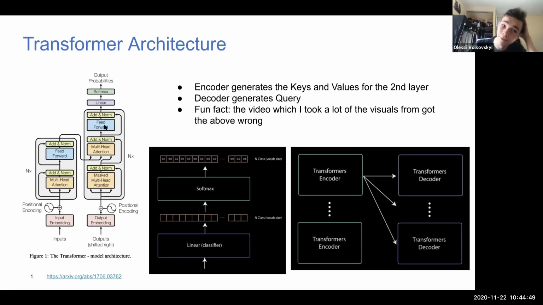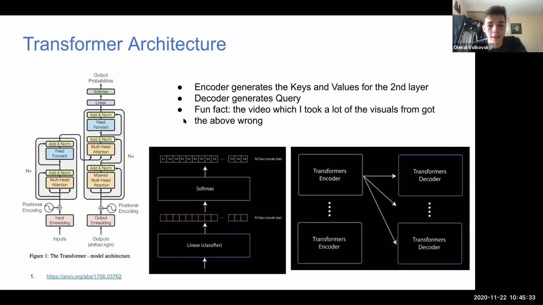The intuition for this is that the decoder's responsibility is to generate the query. It wants to know what it's looking for, like these sort of keys. It's looking for some sort of context, some feature representation, and the encoder provides the keys and values. So if this is like a conversation, the encoder provides what has been said, and the decoder provides a specific query for what it wants to output, like the word it's looking for at this point.